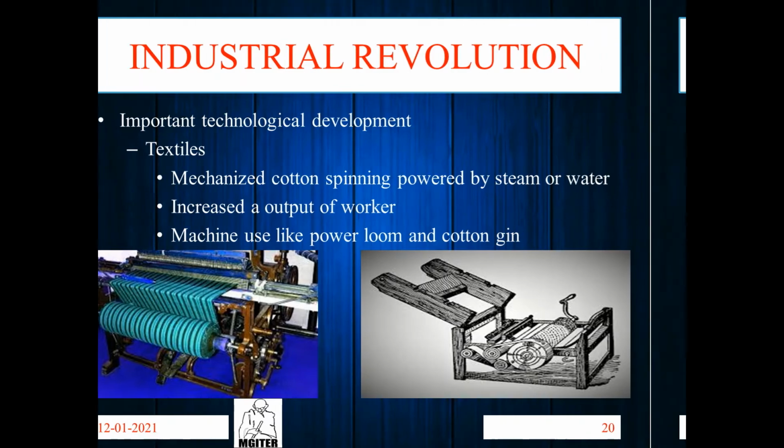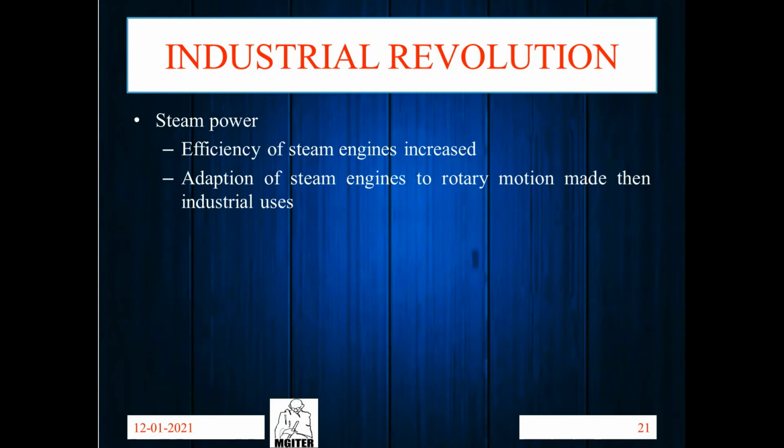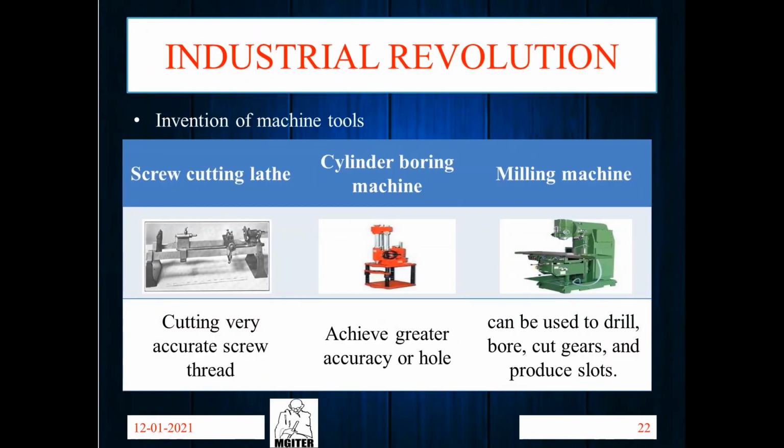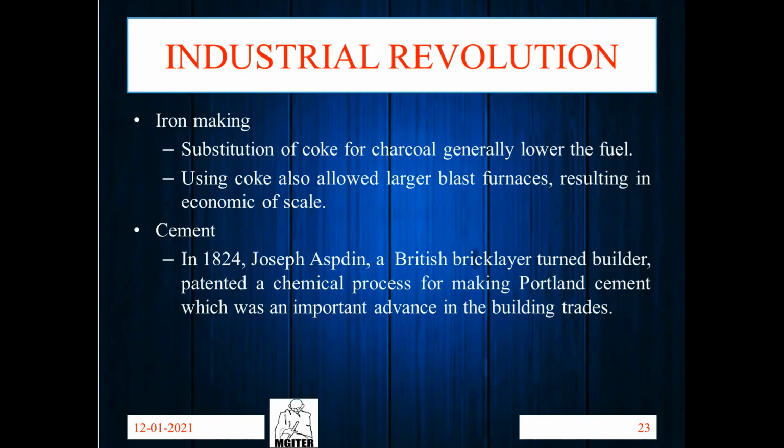Okay. Then after steam power, we discuss the invention of machine tools. We are going to use new machines too, like the screw cutting lathe, cylindrical boring machine, and milling machine. Then iron making: we use coke or charcoal as fuel. And we invented cement in 1824, by Joseph Aspdin. They invented cement, and cement is a very important material for the building industry.